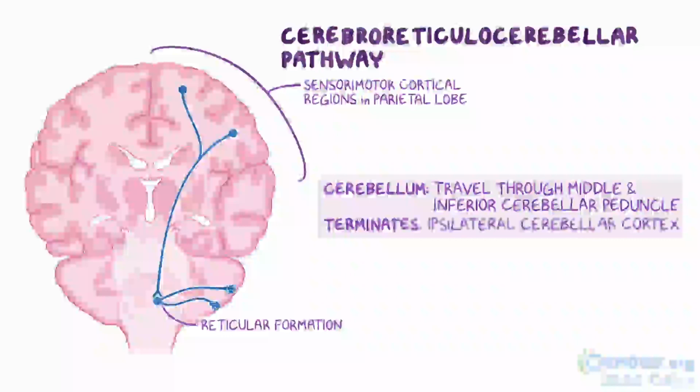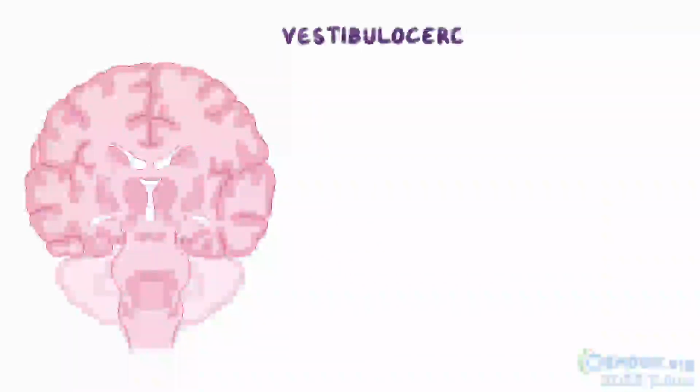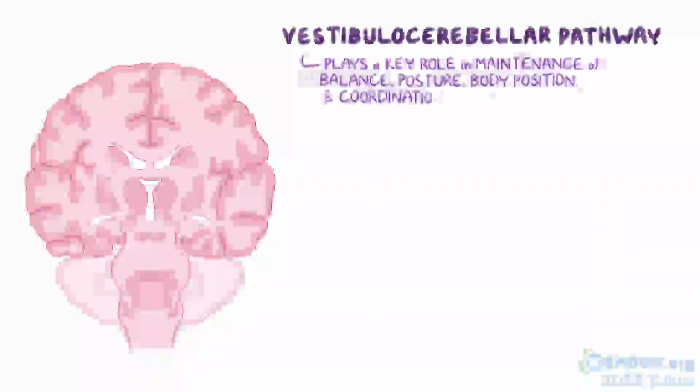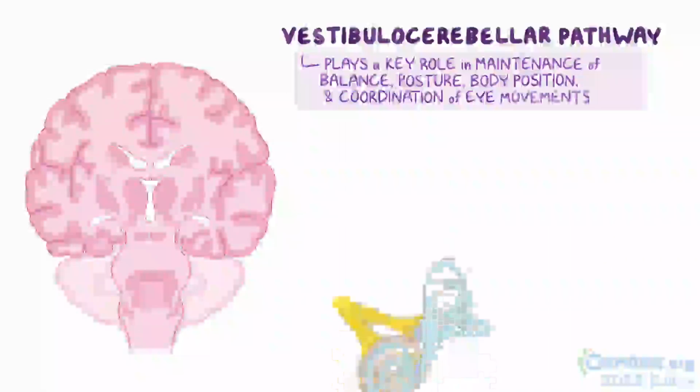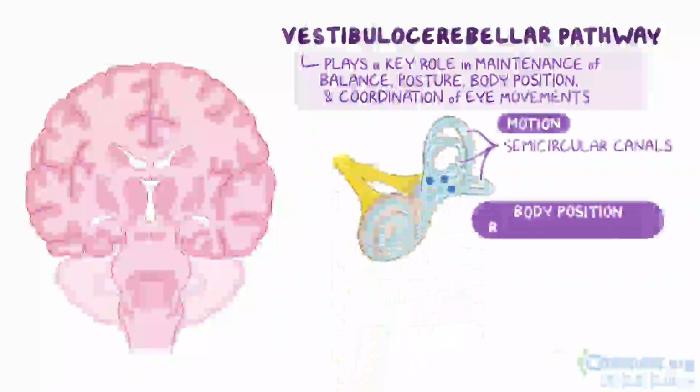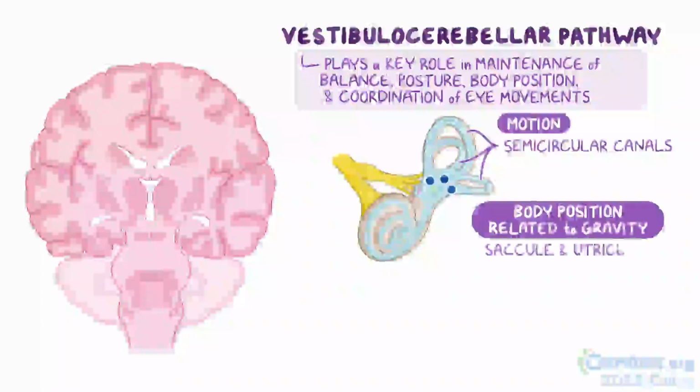Finally, the last major system to provide afferent information to the cerebellum is the vestibulocerebellar pathway. It plays a key role in the maintenance of balance, posture, body position, and coordination of eye movements. This pathway begins by receiving sensory input regarding motion from the semicircular canals of the inner ear, as well as body position relative to gravity from the saccule and utricle via the vestibular nerve, a portion of the vestibulocochlear cranial nerve.